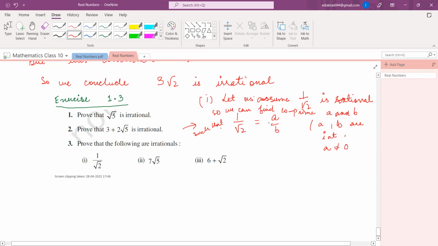I was coming to it in the next step. So just make the reciprocal. So root 2 is equal to B upon A. Oh, sorry, B is not equal to 0, yes, in the beginning. But now here I'm getting root 2 is equal to B by A, so obviously A is also not equal to 0.